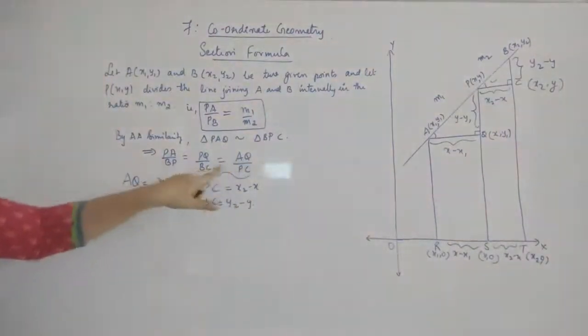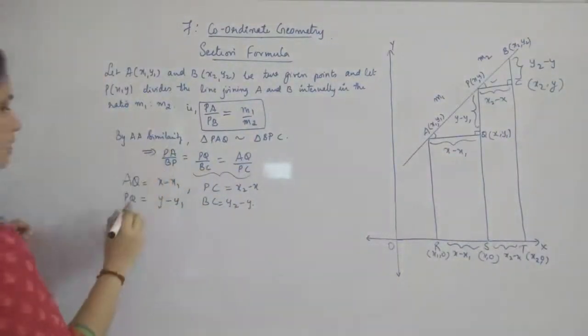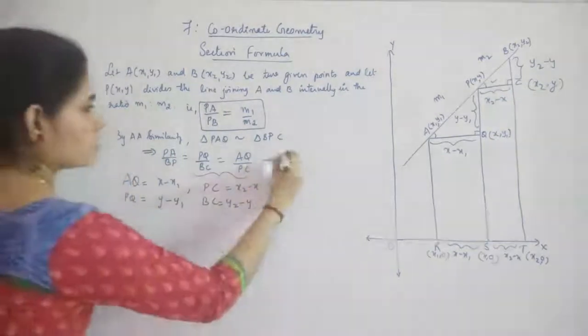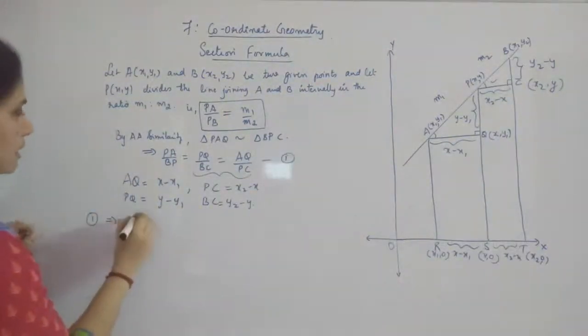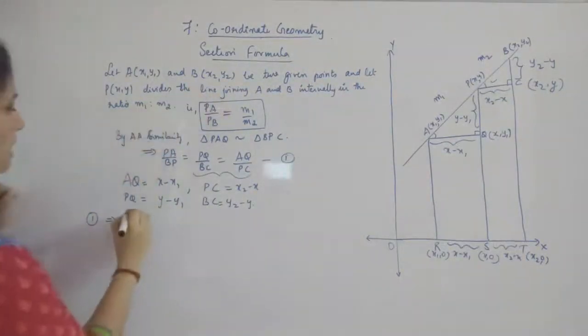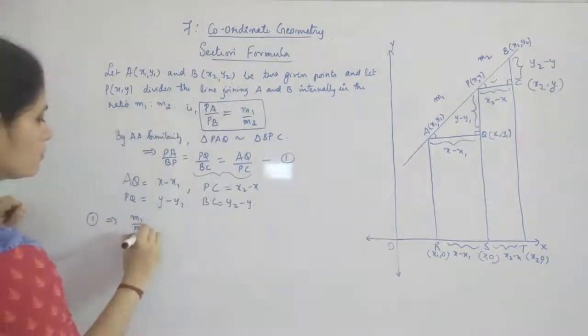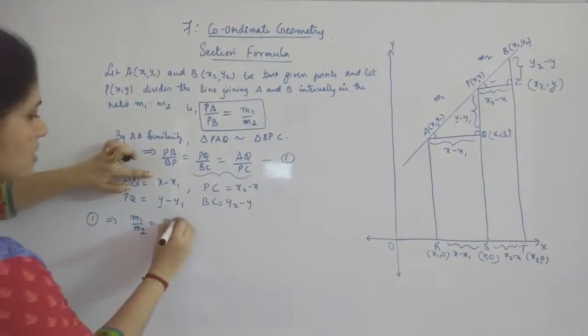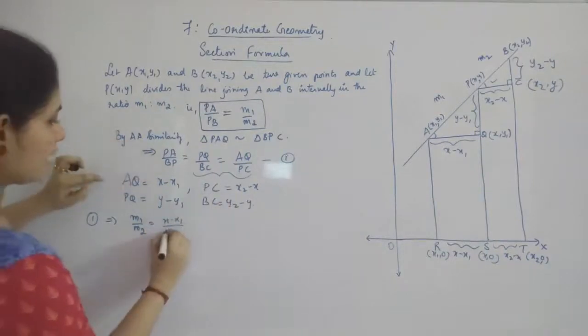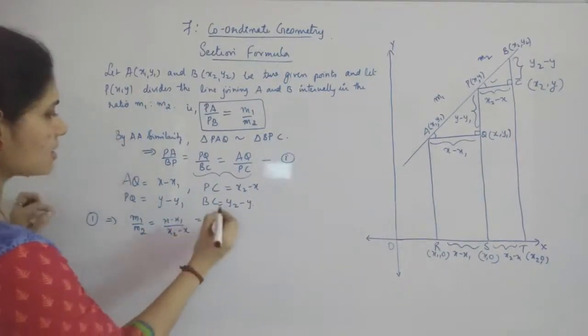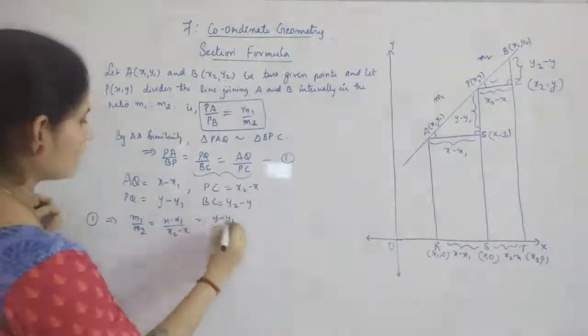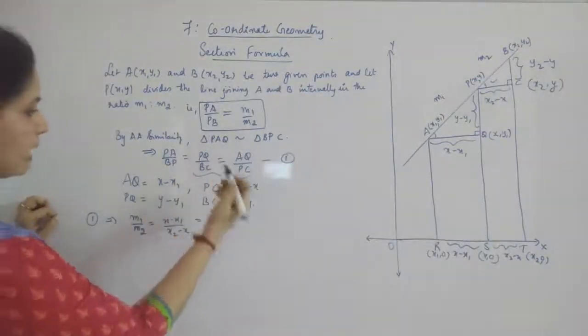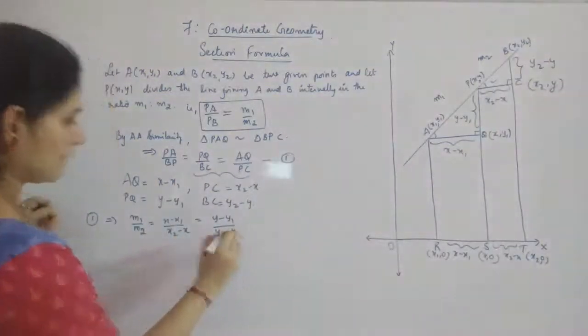So all the four things we have got. Now we are just substituting in this equation. Your equation number 1 becomes PA by BP is m1 by m2, equal to, what is AQ? AQ is x minus x1 by x2 minus x, which is equal to y minus y1 by, which is PQ by BC, y2 minus y.